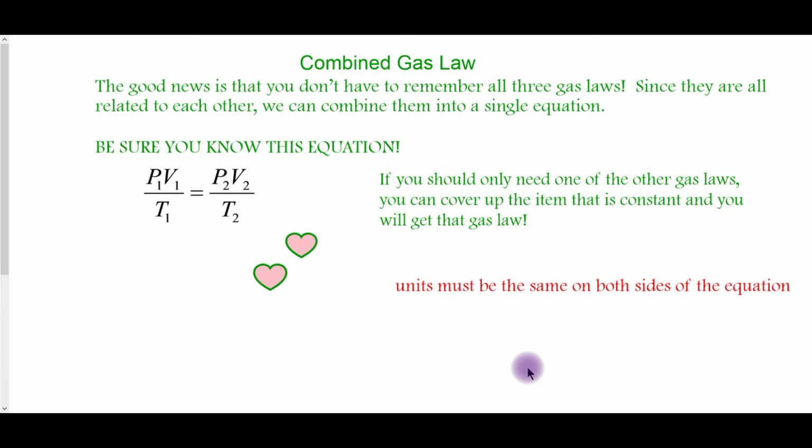The units must be the same on both sides of the equation. If pressure is in atmospheres on one side, it needs to be in atmospheres on the other side. Volume, if it's milliliters, it needs to be milliliters on both sides. The temperature must always be Kelvin.